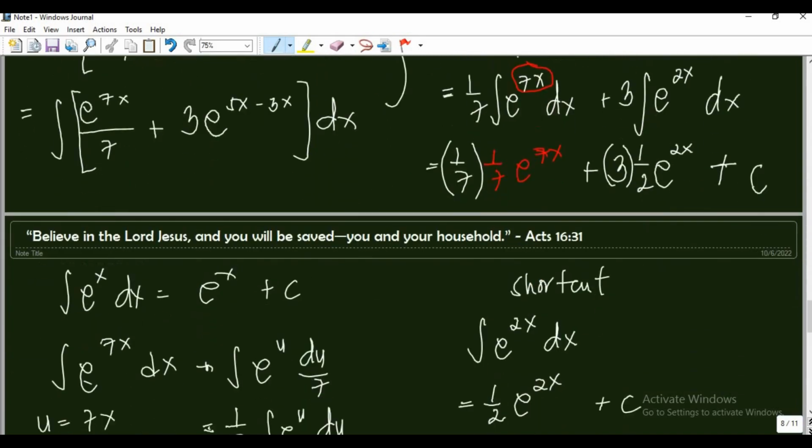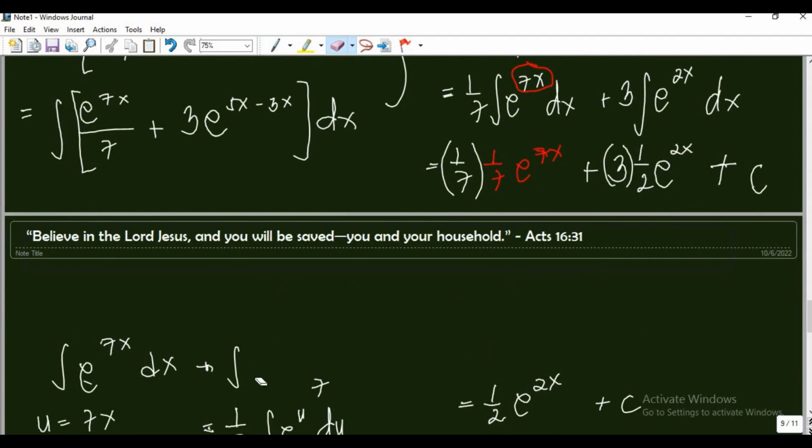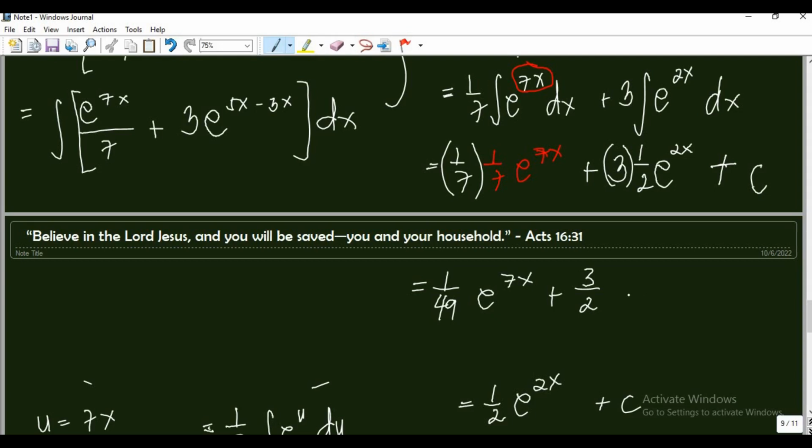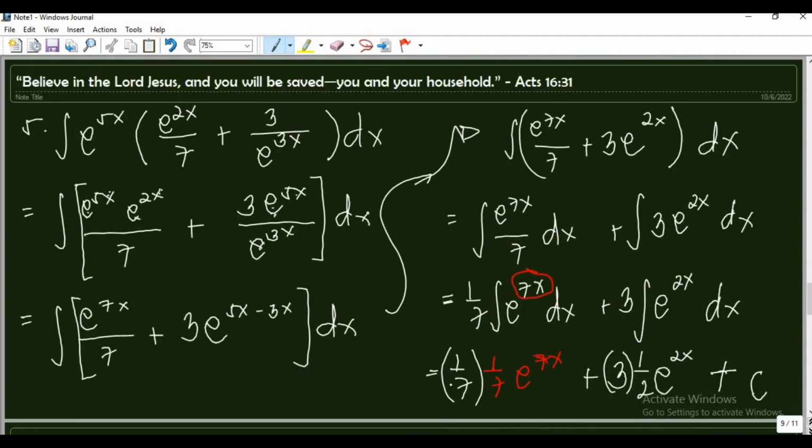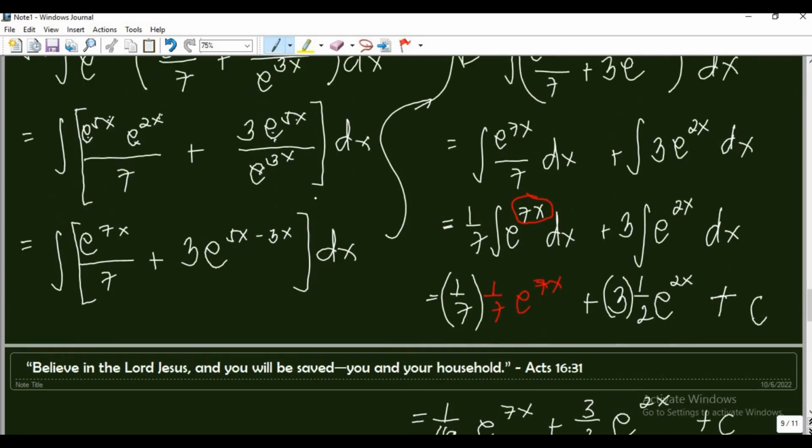So, kung isi-simplify ko ngayon yung sagot ko dito, magiging, just erase this one. So, ang sagot ko ngayon ay magiging 1 over 49 e raised to 7x plus 3 over 2 times e raised to 2x plus c. And this is now my final answer for the integral of e raised to 5x times e raised to 2x over 7 plus 3 over e raised to 3x dx. Gets natin?